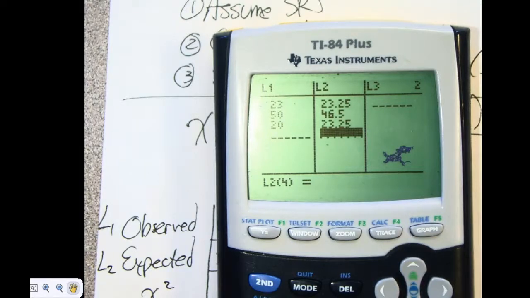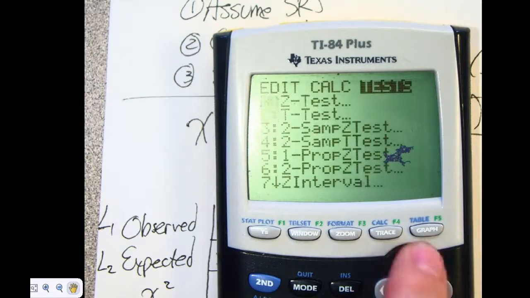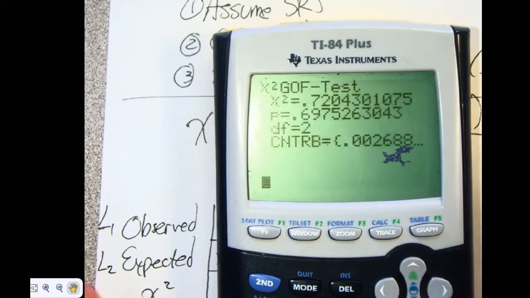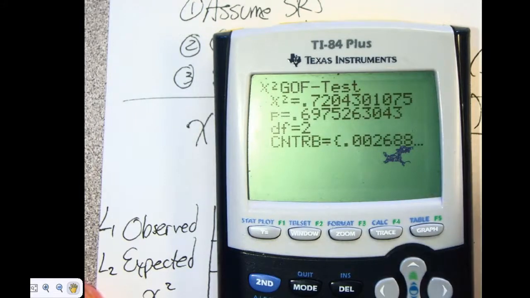Now what? Test chi-squared GOF. Observed L1, expected L2, that's what I want. How many degrees of freedom in this problem? 2. We have 3 different categories of feathers, so you subtract 1. And then if you run it, it tells you the chi-squared in this case is 0.72.